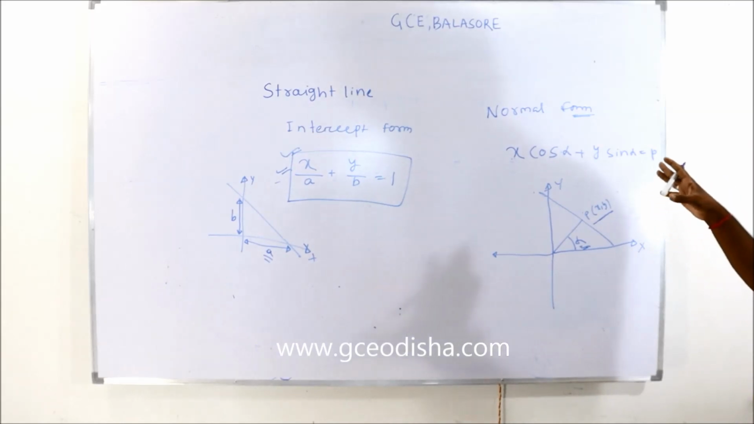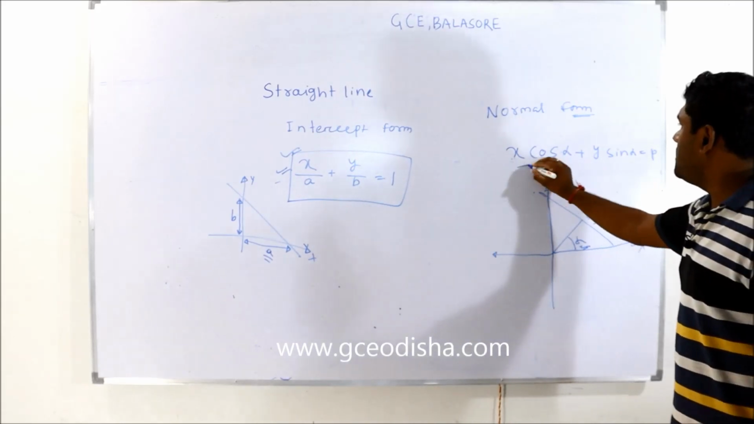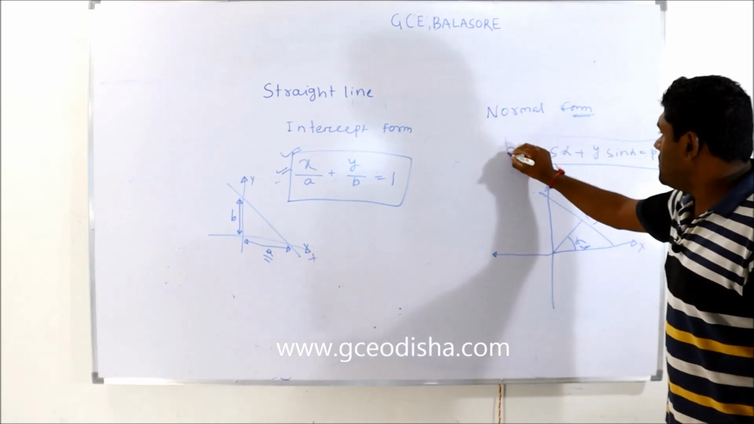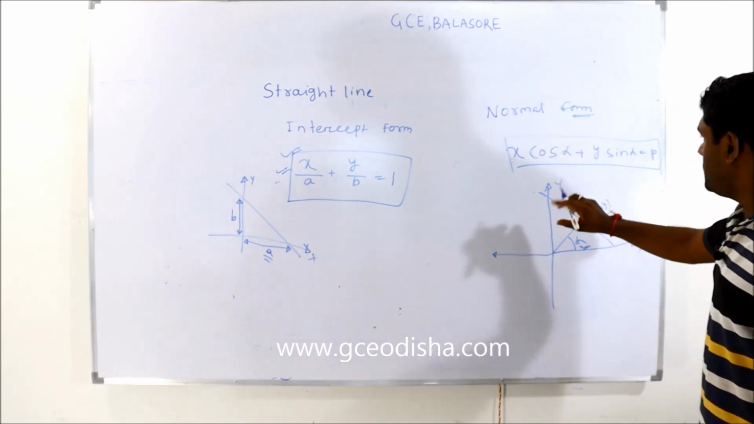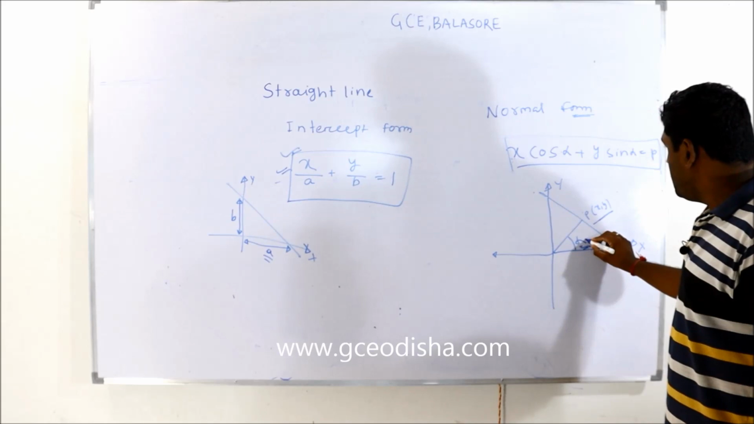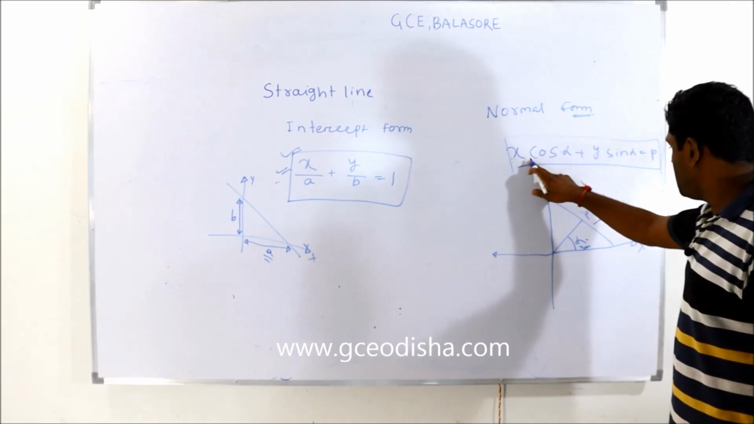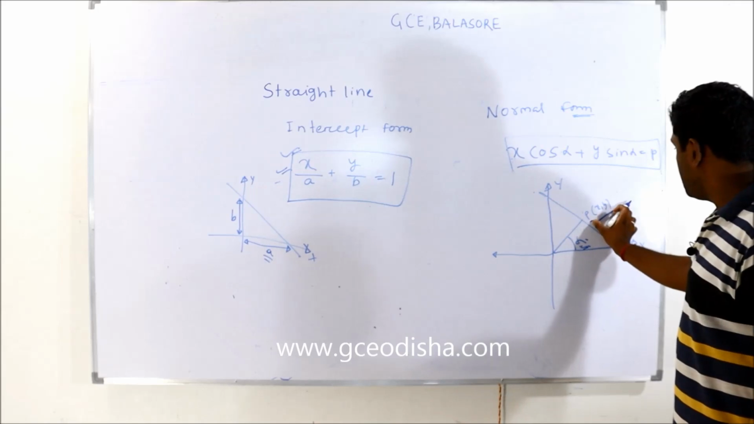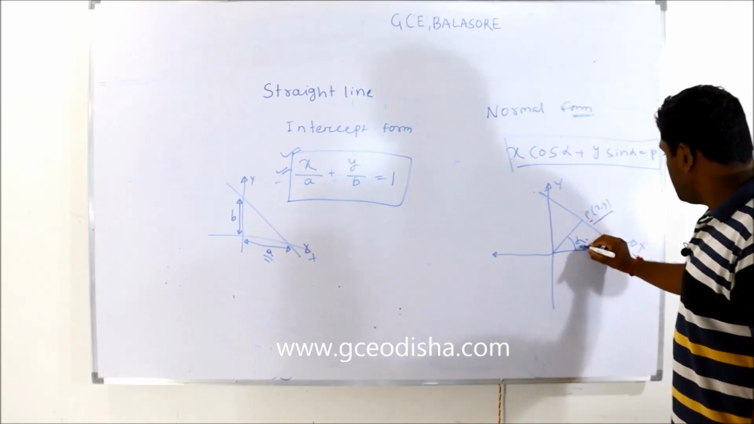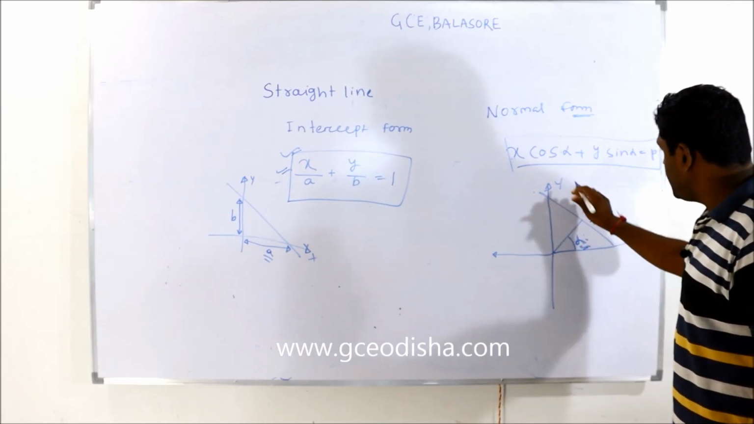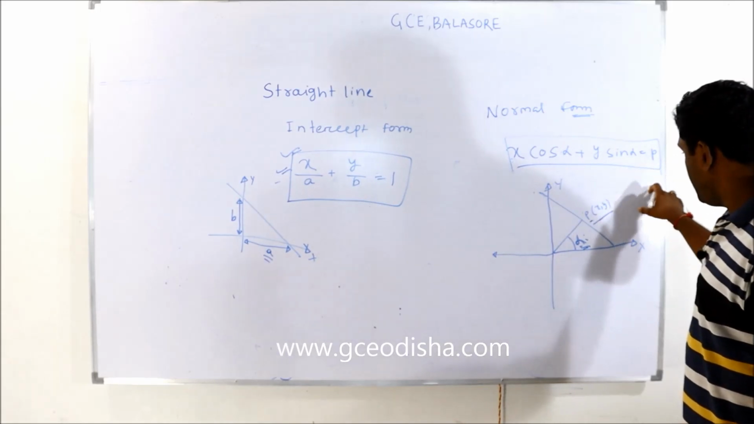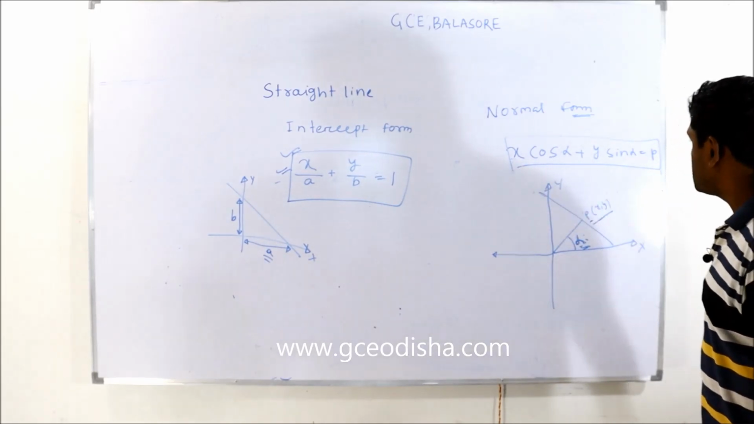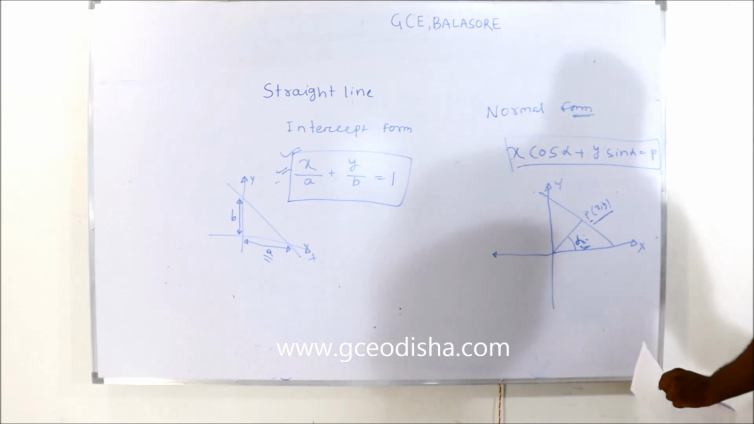They may ask you to find the equation of the straight line in normal form. So you only use the value of x here, and they give the point p. They only use alpha: x cos alpha plus y sin alpha is equal to p, and x and y are variables, right?